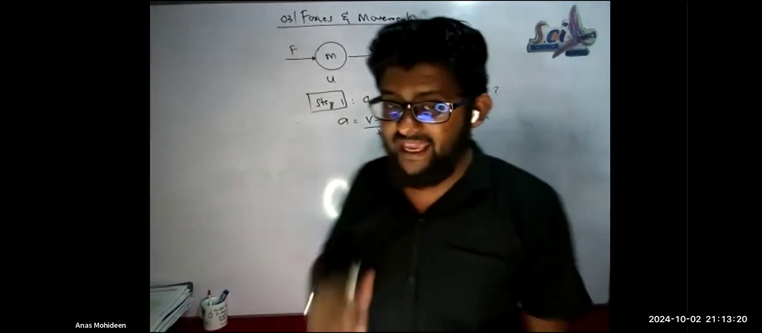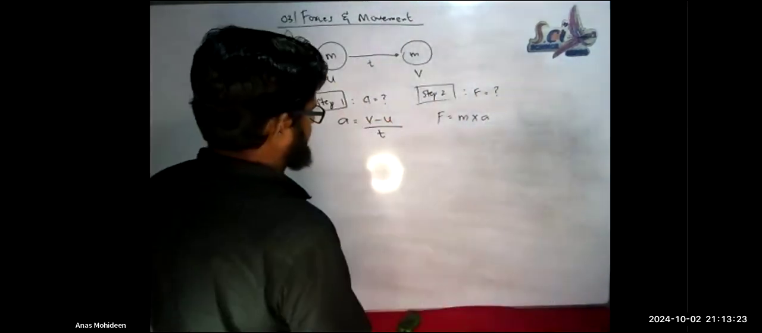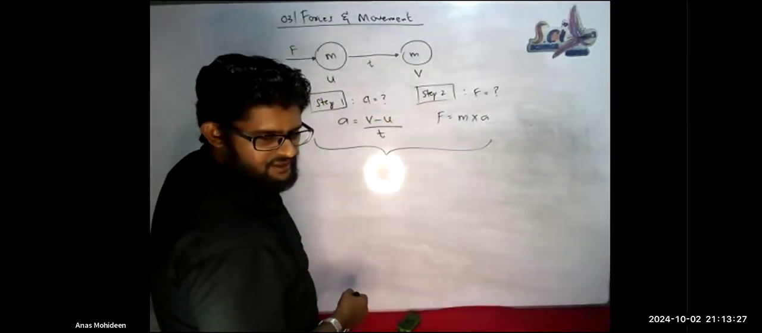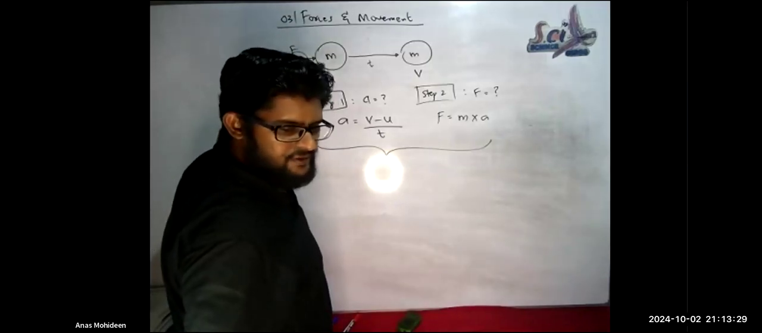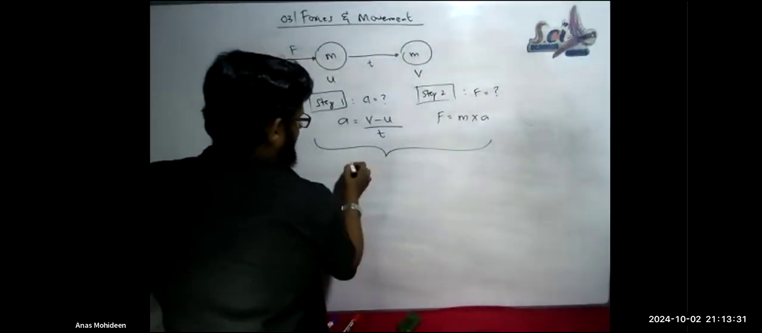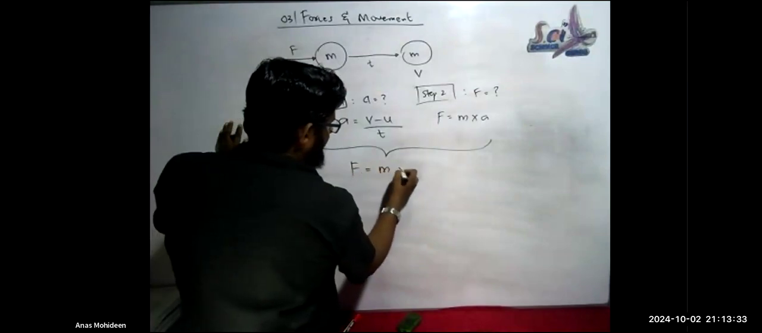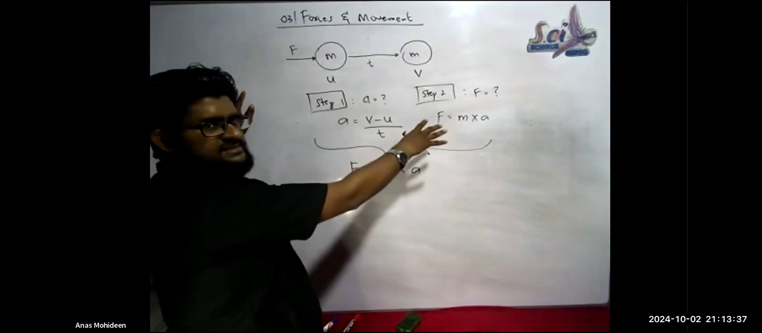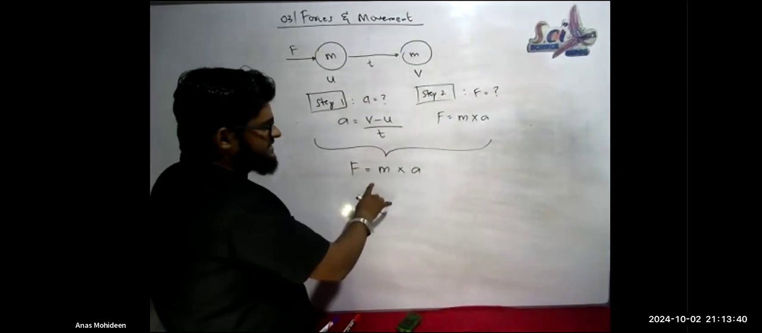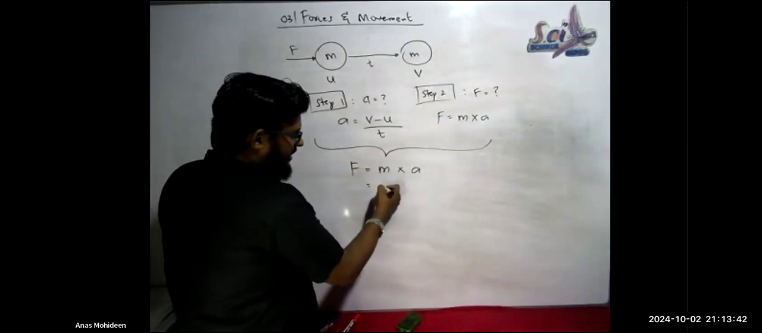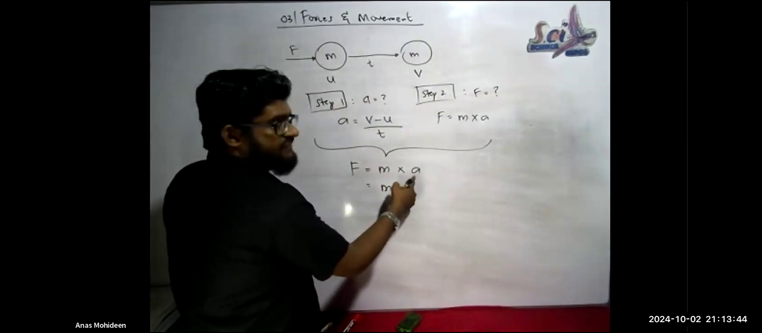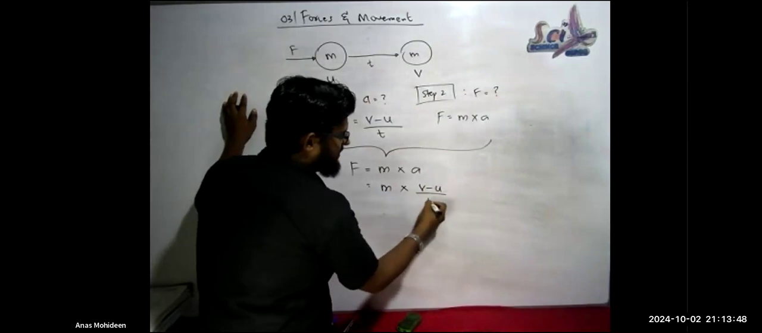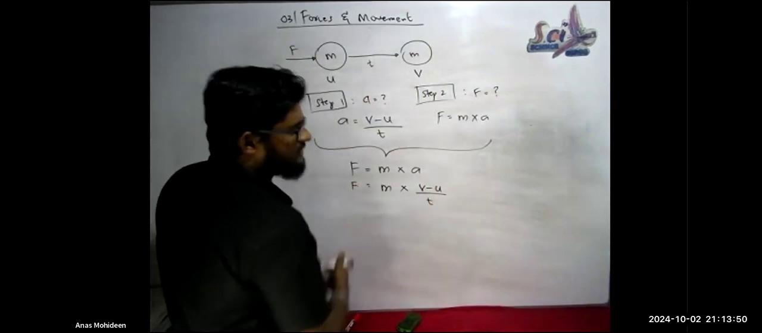So the answer is obtained in two steps. And those two at once also you can find. How do you find them at once? At once you are going to apply F is equal to M into A. One method is this. The other method is F is equal to M into A. In the equation itself, at the place of A, you are going to apply V minus U over T. So you can find out.